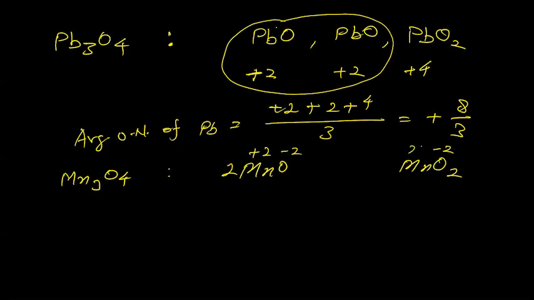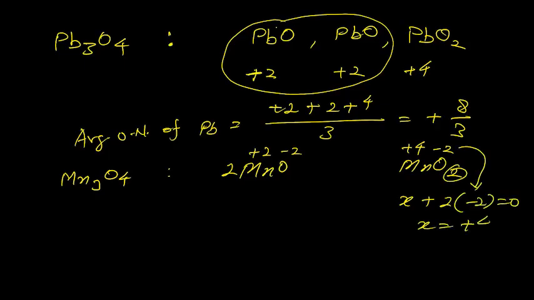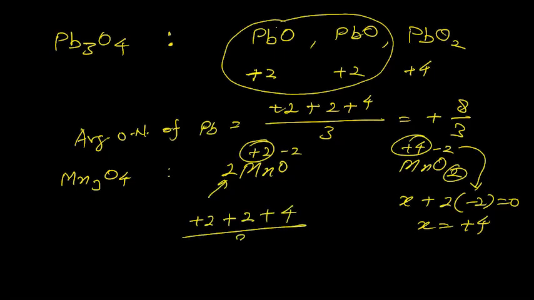But here it is X. So this -2 is 2 times, so that's why it will be +4. X plus 2 times -2 equals 0, X equals +4. So manganese will show oxidation state +4 here and +2 there. But here we have 2 manganese, so it will be +2 +2, 2 times +2, and then the other one +4, divided by 3, that is +8 by 3. So Pb3O4 and Mn3O4 are similar. Very simple.